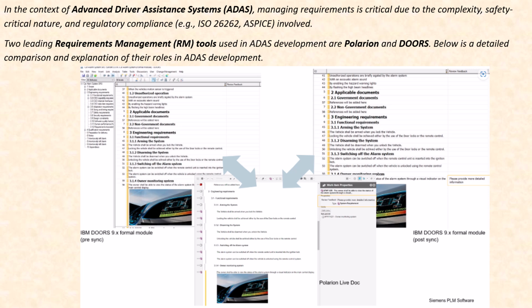Now this is one interface of Polarian which I kept in front of you. I'm not sure how much it depicts it, but the usual interface looks like this. Now let me make it clear, I'm not going to teach you these tools. I'm just going to give you an overview of these two tools with the help of which requirements can be easily managed.